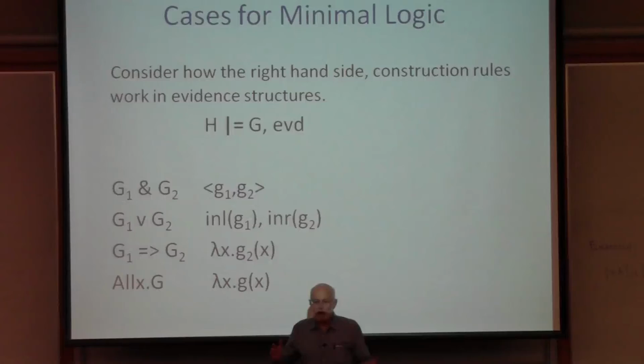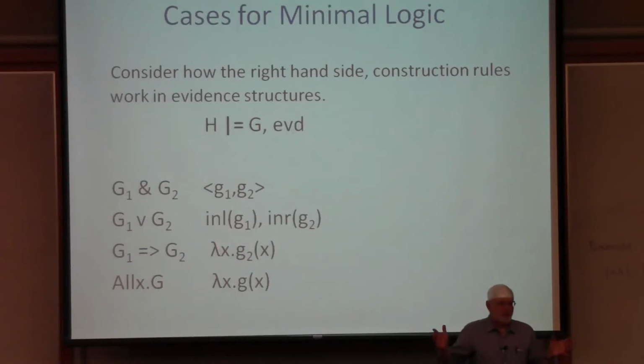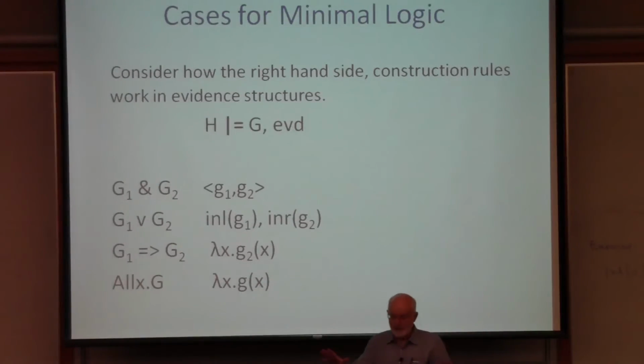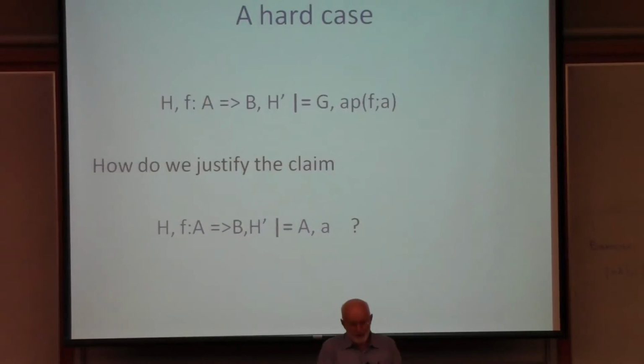So it's looking really promising now. We just ripped through all the constructor rules and we recursively descend into the evidence term. So this was looking very, very promising. So those are the cases that I just mentioned. The complexity decreases. Now comes what I thought would be another trivial rule. So we said, okay, what about function implication? We've got H, we've got some hypothesis, A implies B, and we've got other hypotheses, H prime.